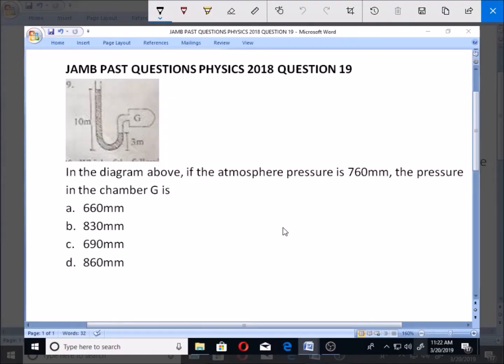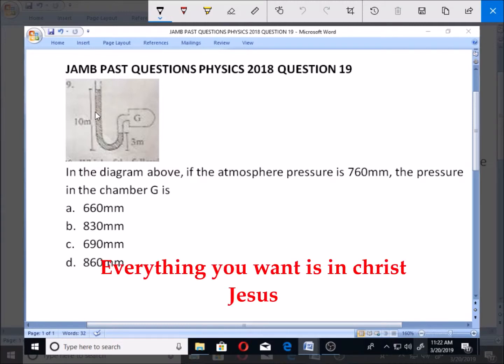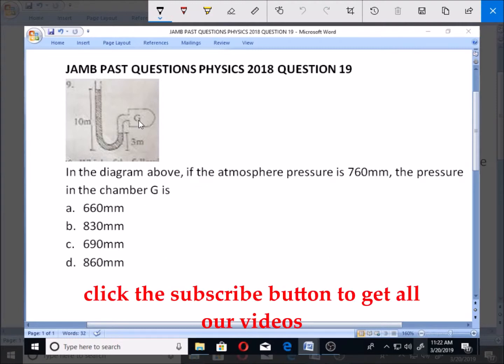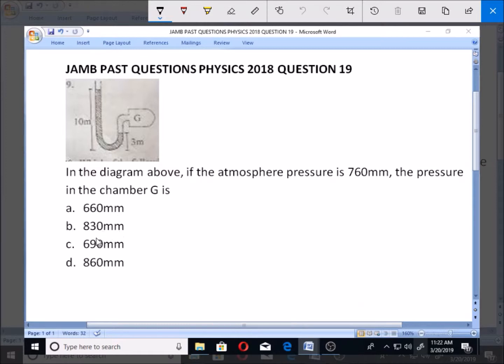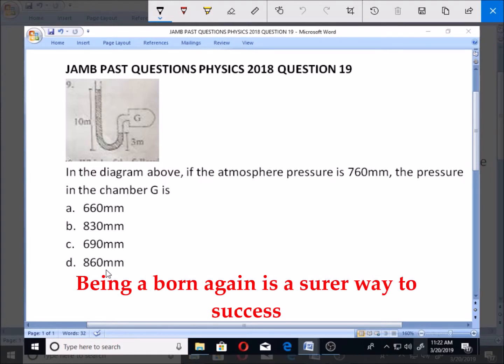Let's look at this question number 19 for JAMB Past Question Physics 2018. In the diagram above, this is the diagram. If the atmospheric pressure is 760 millimeters, the pressure in the chamber G, this is chamber G, is A 660 millimeters, B 830 millimeters, C 690 millimeters, D 860 millimeters. So how do we go about solving this?